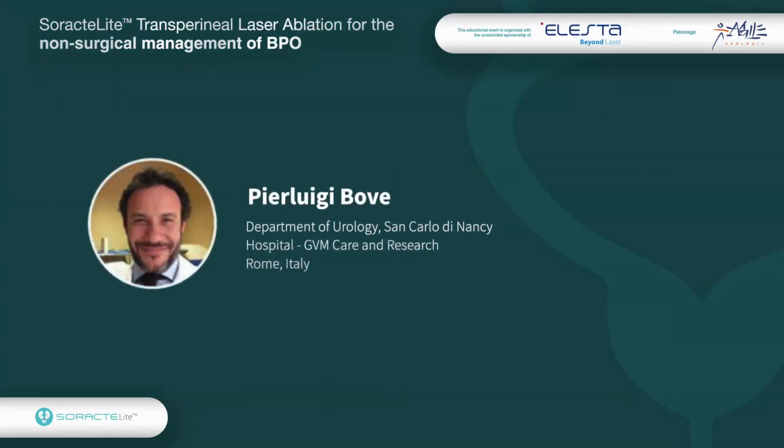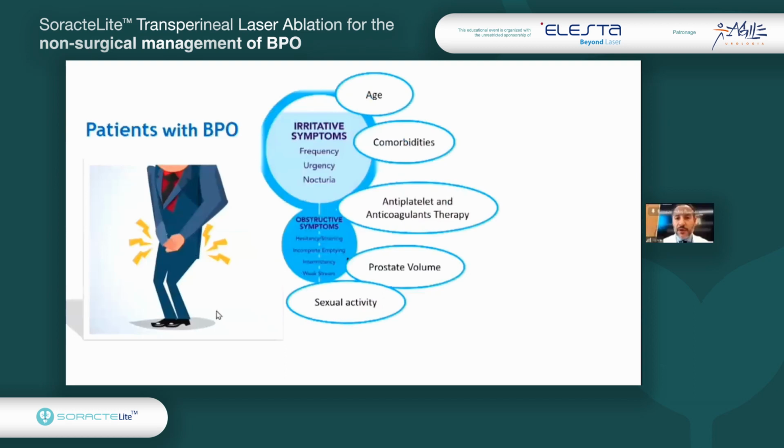The first introduction is why there are so many options for the treatment of BPO. And this is mainly related to the complexity of the patient. So when we talk about BPO, we have patients that have different symptoms. They may have irritative symptoms. They may have obstructive symptoms. They may have only one symptom or a lot of symptoms, with urgency, frequency, hesitancy, straining, etc. But also they are different because they present symptoms at different ages.